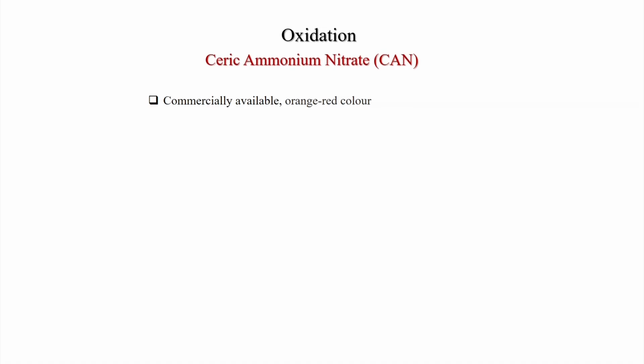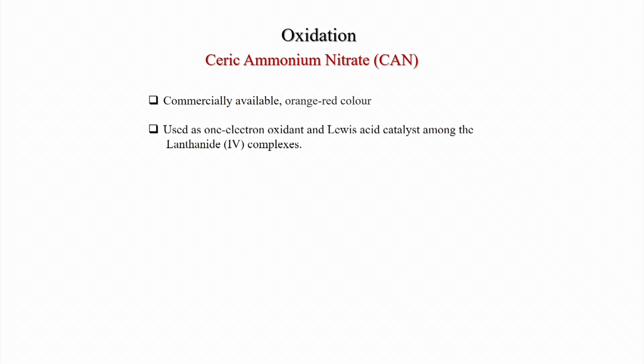Today we will discuss three oxidizing agents. First one is ceric ammonium nitrate, which is called CAN, then DDQ, and last is selenium dioxide, SeO2. So ceric ammonium nitrate is commercially available, and this is orange red color, used as a 1 electron oxidant and also a Lewis acid catalyst among the lanthanide complexes.